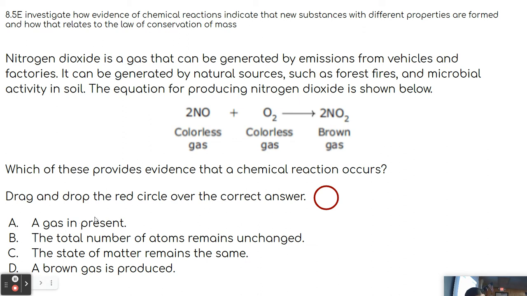Just having a gas present is not evidence that a chemical reaction has occurred. So you want a gas being produced. A brown gas being produced is going to be your best evidence that a chemical reaction has occurred. Okay, because these are your reactants. When they mix, they produce a new substance, which is a brown gas.